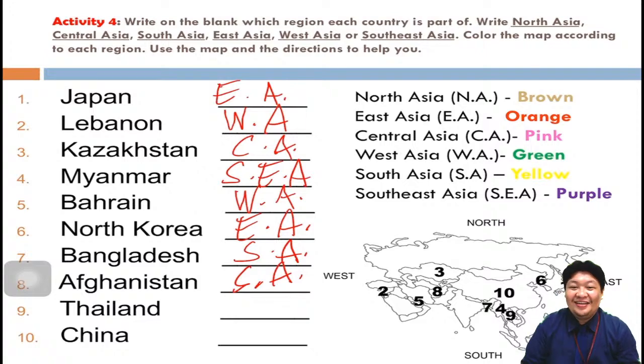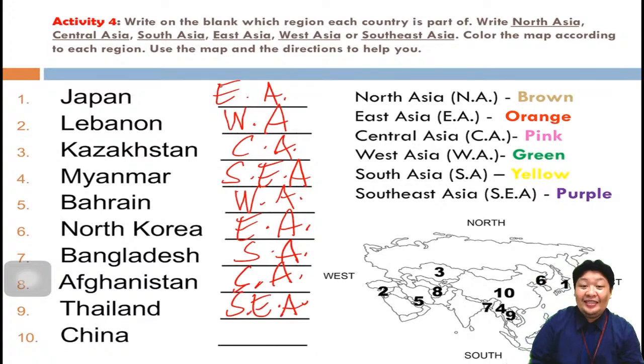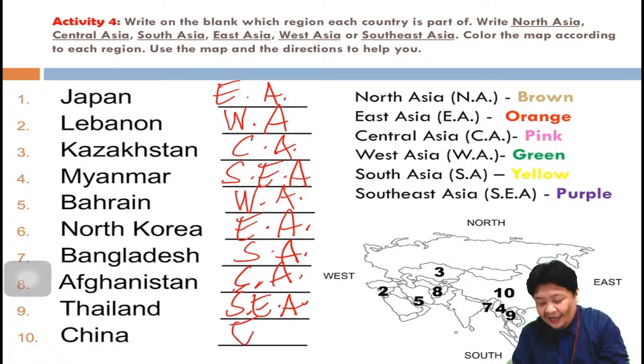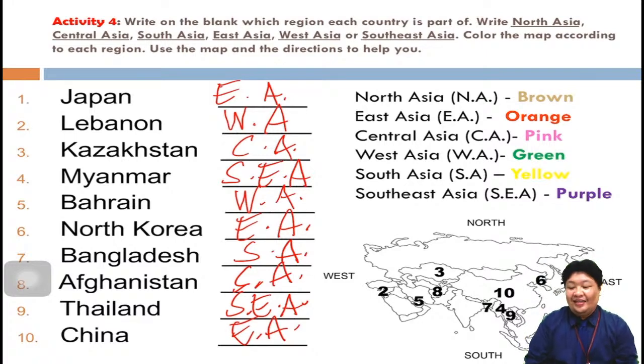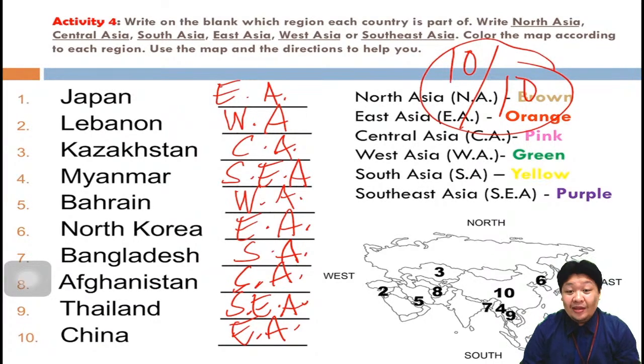Next, Thailand. Which region does Thailand belong to? It's very easy. It's SEA or Southeast Asia. Okay. Next, China. How about China? Very good, Napat. China belongs to EA or East Asia. Okay, write down the score. Count 1 to 10. Alright, 10 over 10. I want you to take a photo of the result of your worksheets and then send it in our Google Classroom. Send the picture so that I can record it.